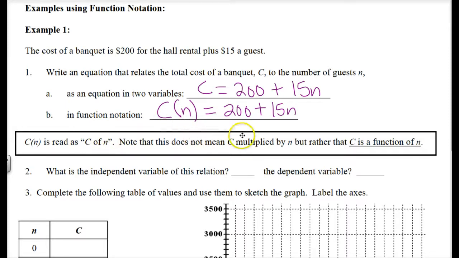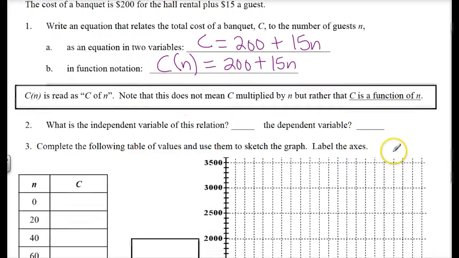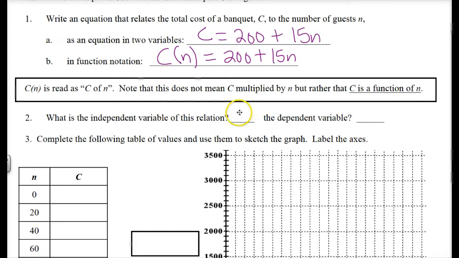Note, it does not mean C multiplied by n. Normally if we wrote two things together in math with brackets, we would say multiply. But in this case, it's function notation, meaning that C, the cost, is a function of the number of guests attending. What is the independent variable? The independent variable is the number of guests, and the dependent variable is the cost.